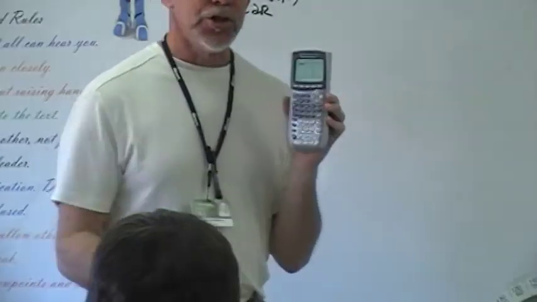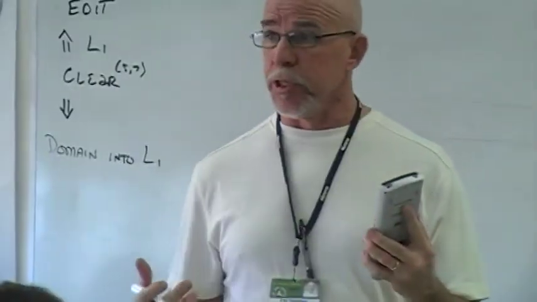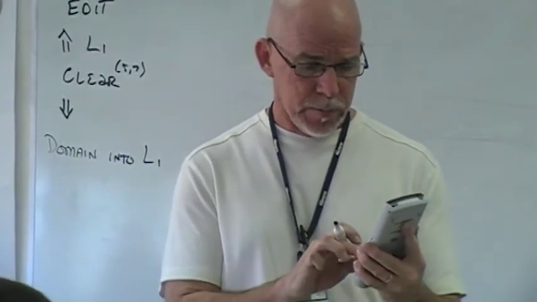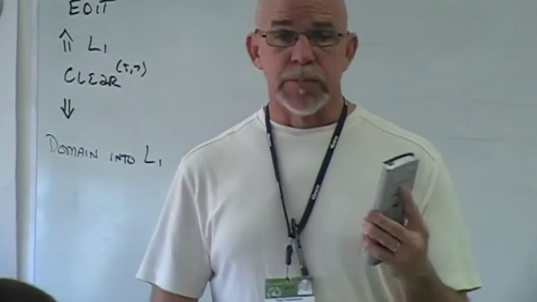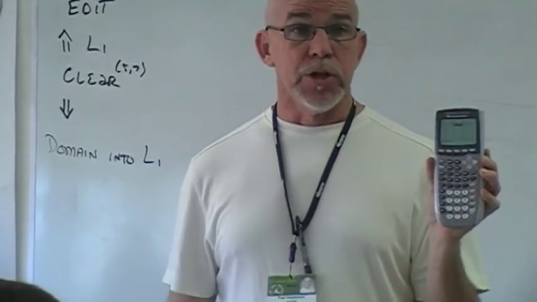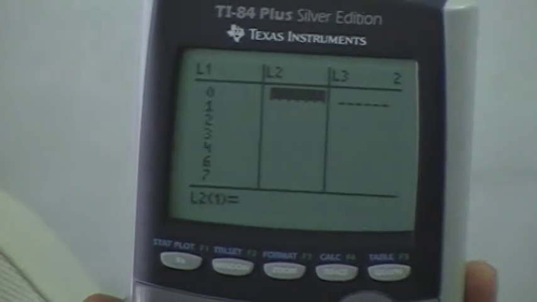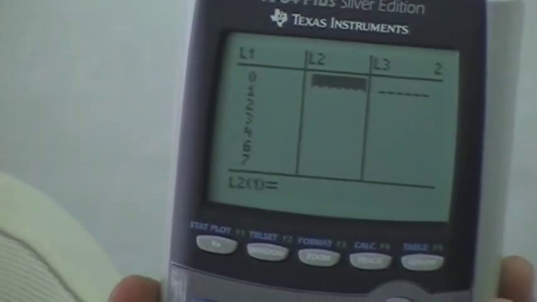L1. You just arrow over there, you hit the number 0, hit enter. 1, 2, enter. 3, enter. 4, enter. 5, enter. Just enter. I think it goes to 7, right? Yes? 0, 7, right? It goes as far as you want. Go to 7. That's the data that we have.